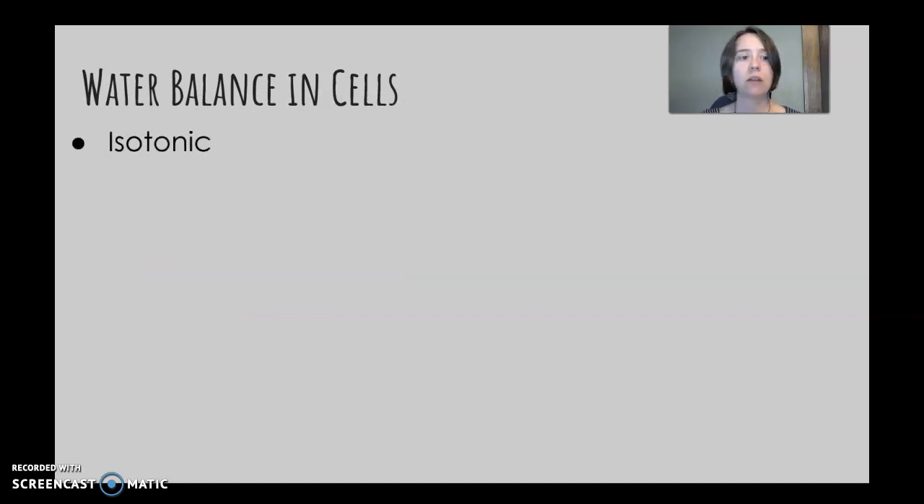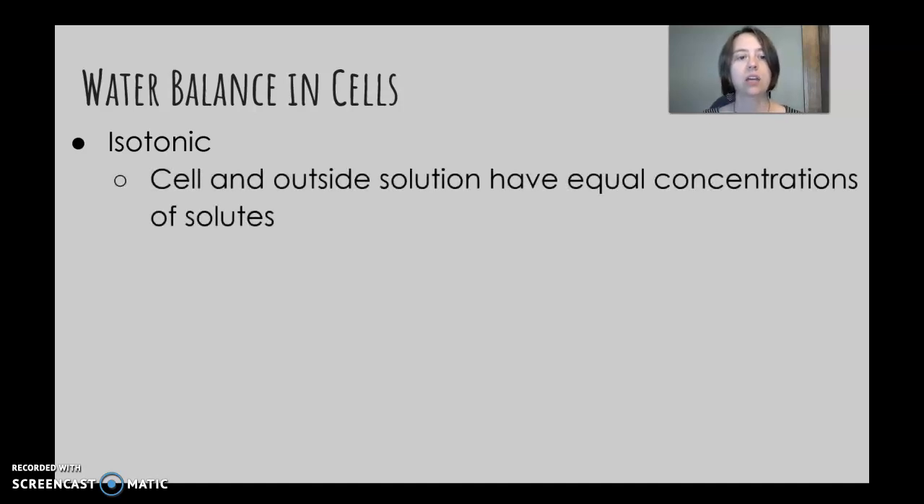So a review from biology, balancing the amount of water in cells is really important. So isotonic, where the water content and solute content inside the cell is the same as outside the cell. And isotonic is when they are equal.